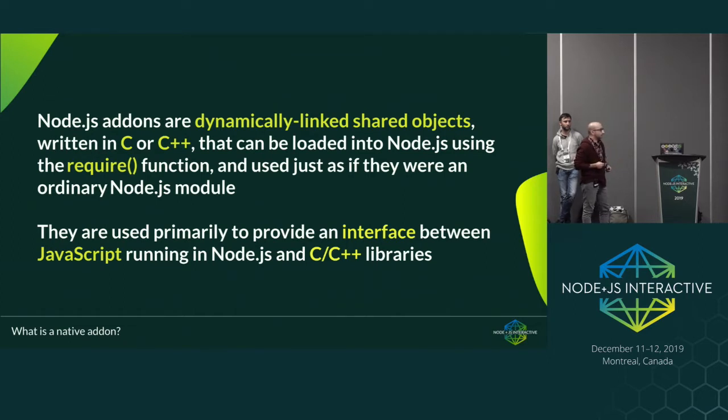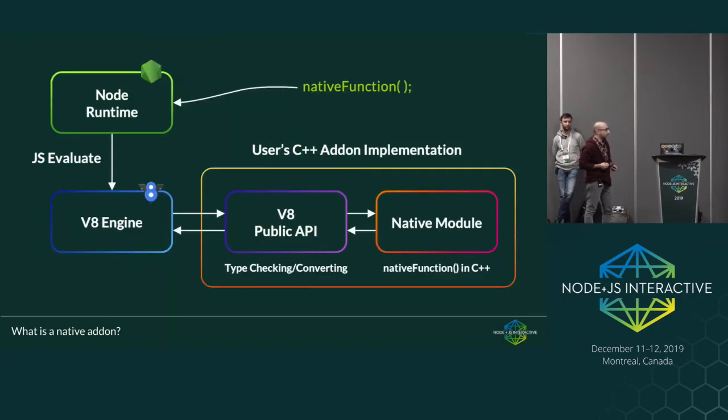Usually, native add-ons are used to bind C and C++ libraries or applications, and speed up your Node.js application, especially if you want to execute CPU-bound operations like image processing. But how is it possible to call native code directly from JavaScript?